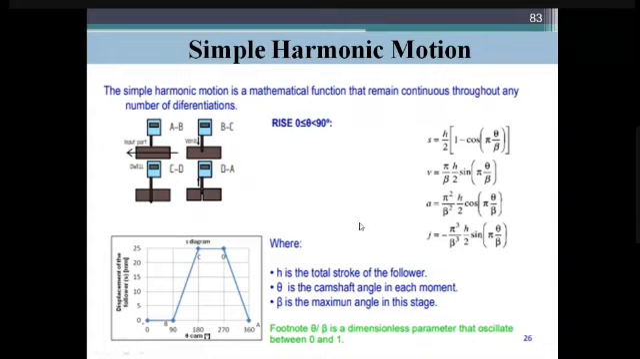Similarly, what about the displacement derivative, ds with respect to theta? So S is h by 2 times (1 minus cos pi theta by beta). If you differentiate with theta, velocity will come. This pi by beta is the constant, so pi by beta comes forward. Velocity is pi by beta into h by 2 sin pi theta by beta.